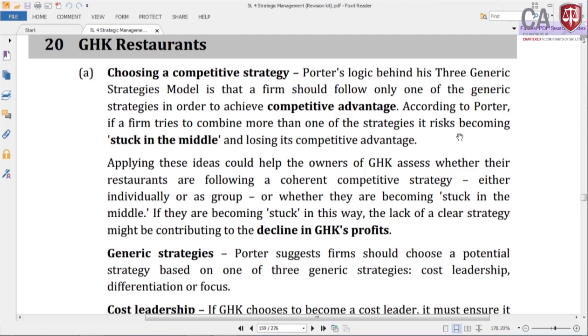Applying these ideas could help the owners of GHK assess whether their restaurants are following a coherent competitive strategy, either individually or as a group, or whether they are becoming stuck in the middle. If they are becoming stuck in this way, the lack of a clear strategy might be contributing to the decline in GHK profit. Yes, they want to look at whether they are stuck in the middle. Then Porter suggests firms should choose a strategy based on one of three generic strategies: cost leadership, differentiation or focus.